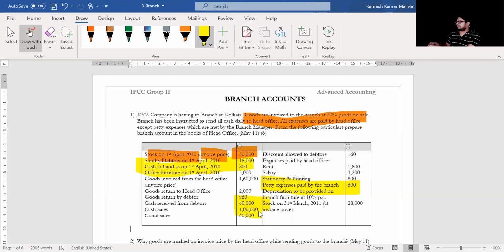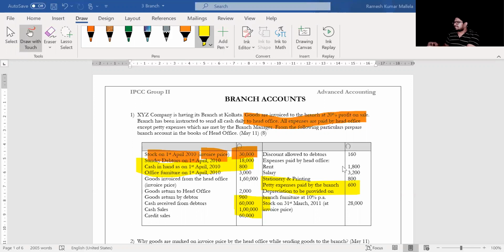What other items do you have? Discount allowed to debtors. Am I really bothered about it? I'm not bothered. Expenses paid by head office. These are important for me because I am spending on behalf of the branch. So rent I paid 1,800. Salary I paid 3,200. Stationery printing I paid 800. So all these three I'll have to showcase as if I incurred expense for the branch.